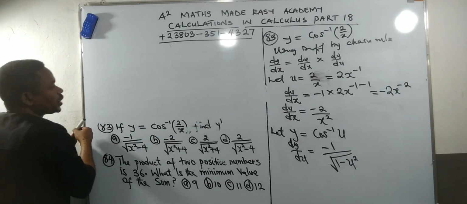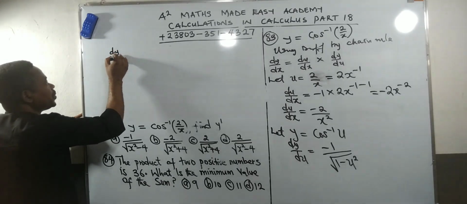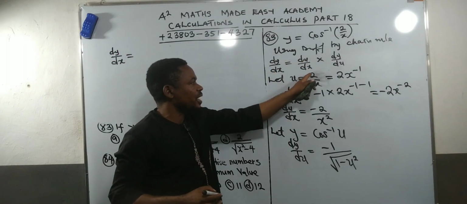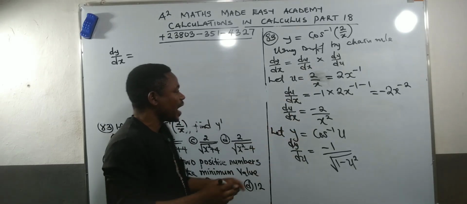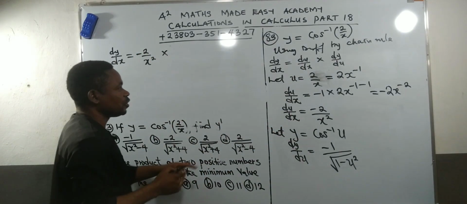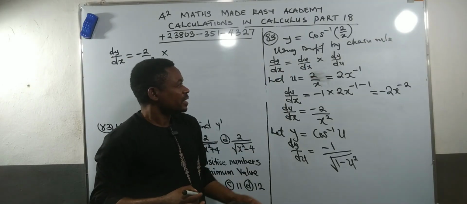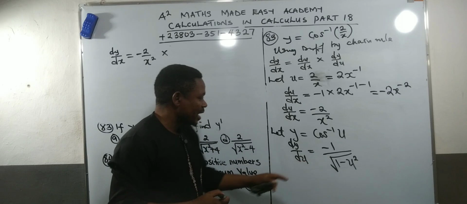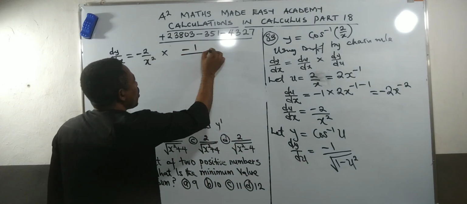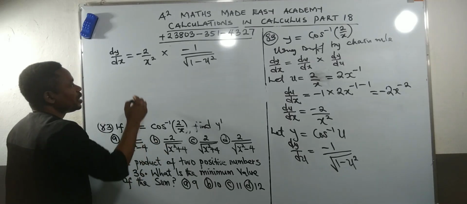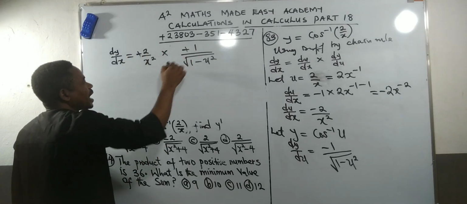Okay, watch. Get back to the formula for chain rule. dy/dx is now equal to du/dx, which we have known. Du/dx is minus 2 all over x squared. Then I will multiply by dy/du. Look at the answer: minus 1 all over square root of 1 minus u squared. Are you with me? Can you see that minus already cancels minus?